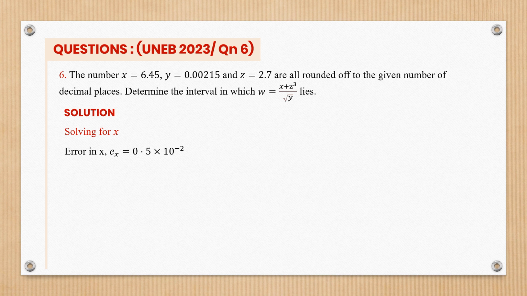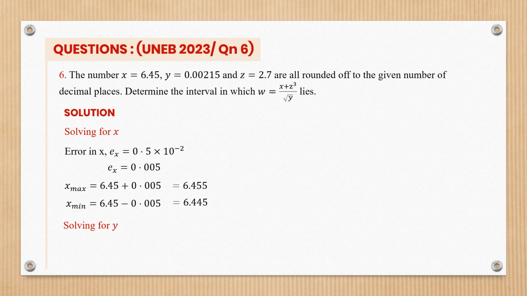So x, remember, is 6.45, and we can say that it has 2 decimal places. So that means the error in x is 0.005, and then x max shall be 6.455, x min shall be 6.445. Now let's solve for y.